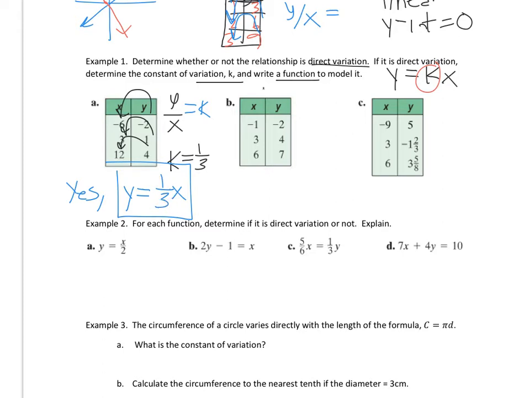So now letter B is negative 2 divided by negative 1, the same thing as 4 divided by 3. Is that the same thing as 7 divided by 6? No, it's not. So it's not even direct variation.